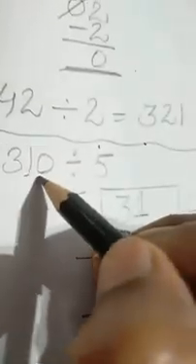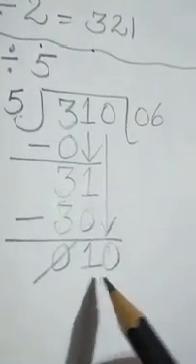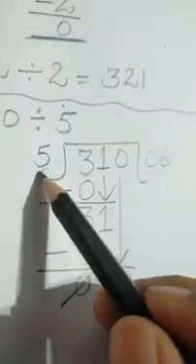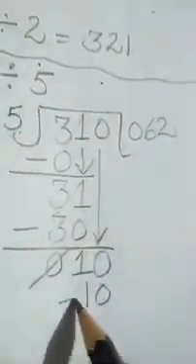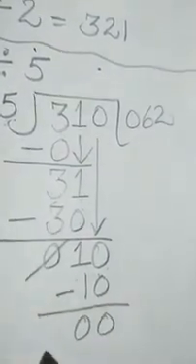Now we will see the next digit, that is 0. We will bring it downside. Now you can see this has become 10. Now again we will see the table of 5. Is 10 there? Yes, 5 twos the 10. So here what we will do? 5 twos the 10. Yes, 0 minus 0 is 0, 1 minus 1 is 0.